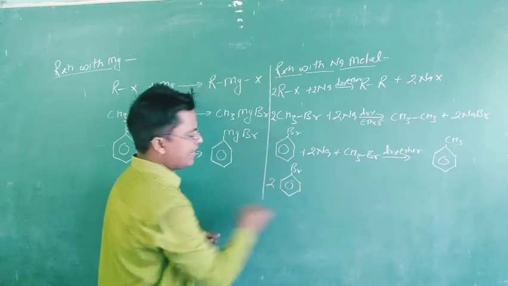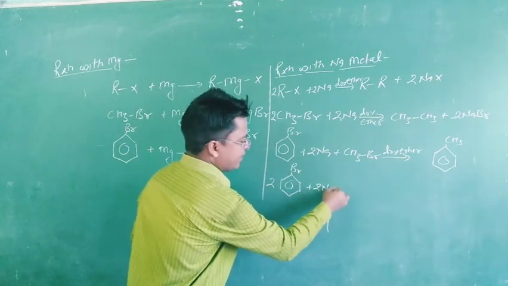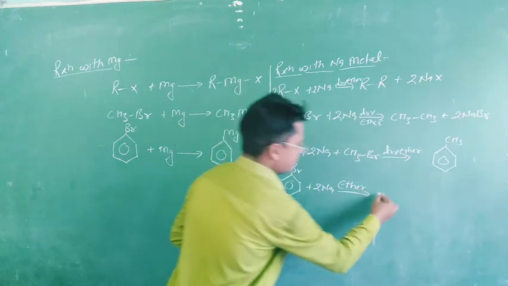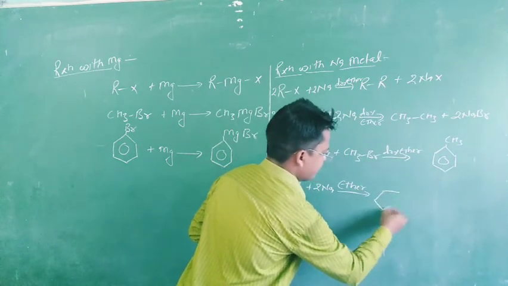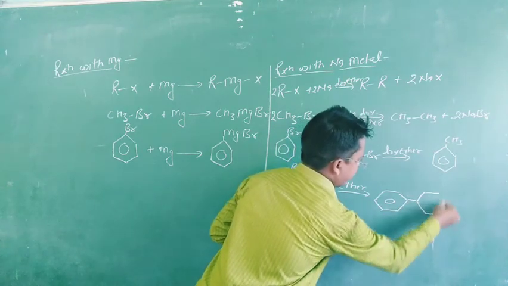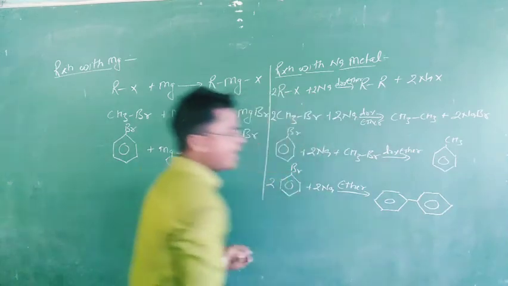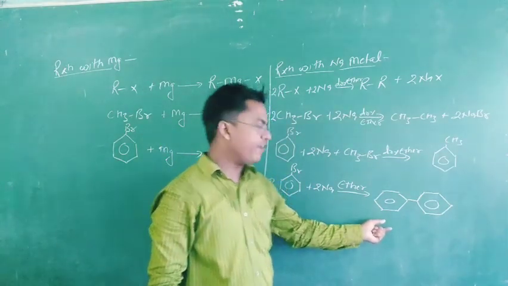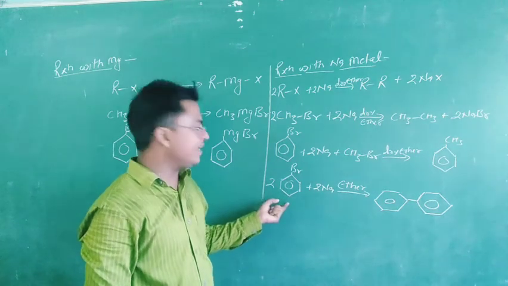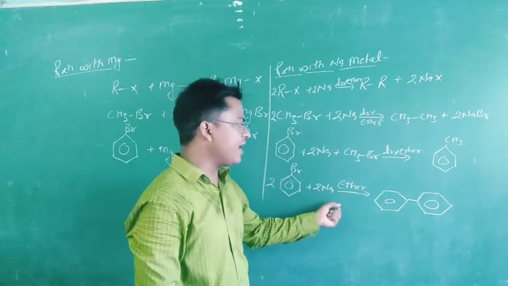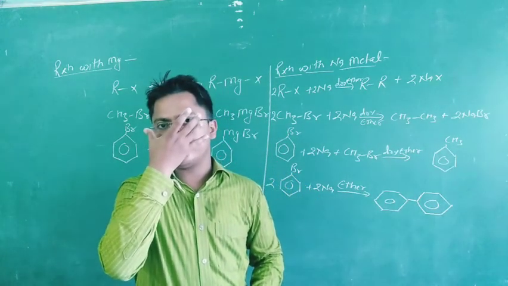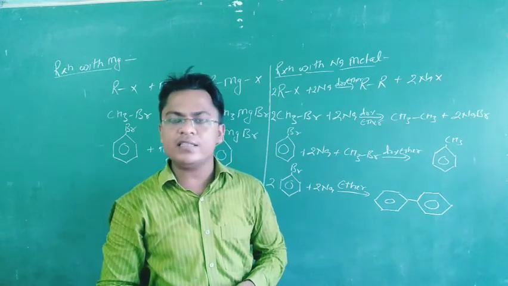This is the aryl halide reacting with sodium metal in the presence of dry ether to give biphenyl. This product is called biphenyl. This reaction is called Fittig reaction because two aryl halides react with sodium metal in the presence of dry ether to give the biphenyl. Please learn the names of these reactions.